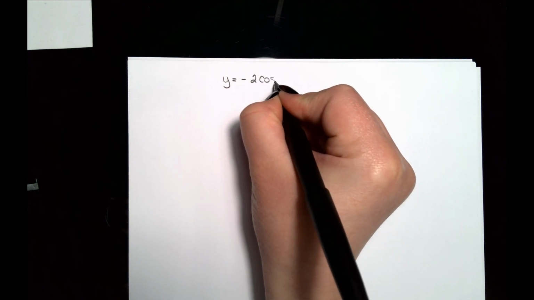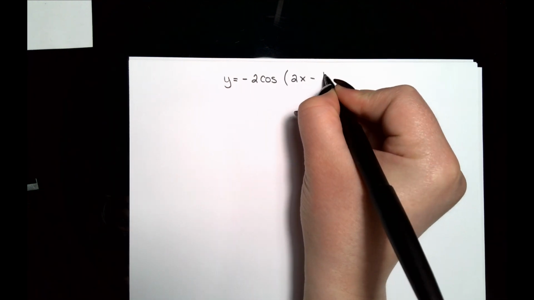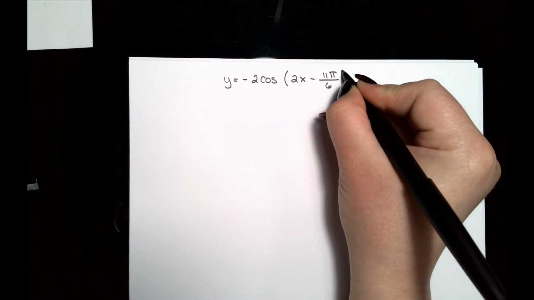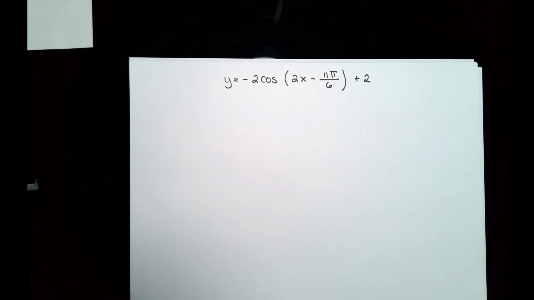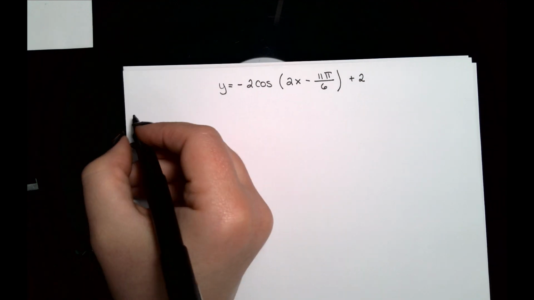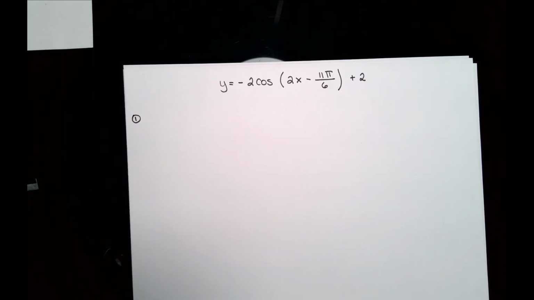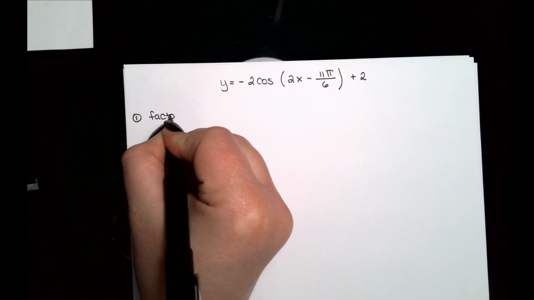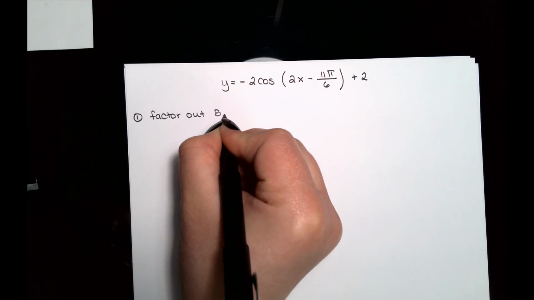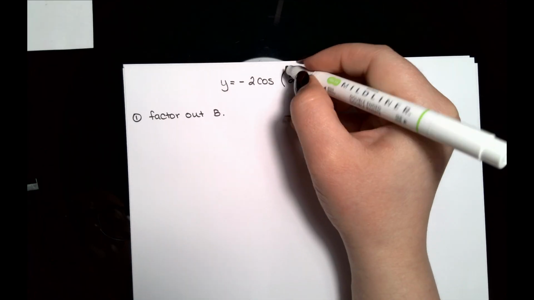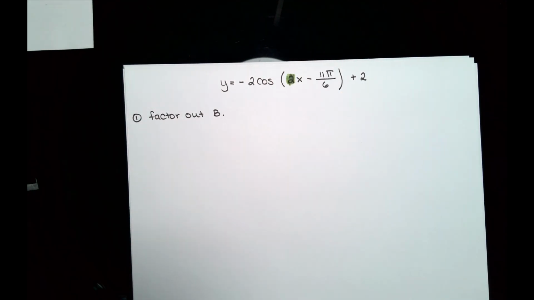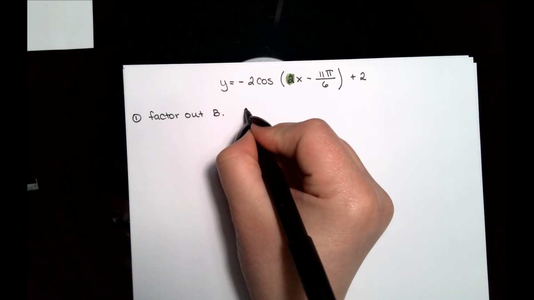So let's do y equals negative 2 cosine of (2x minus 11 pi over 6), plus 2. Step number 1 is you're going to factor out b. So b is going to be the number that is attached to your x. Now, identifying b is rather unchallenging. It's just whatever's attached to x. But factoring it out actually becomes a little bit more challenging.